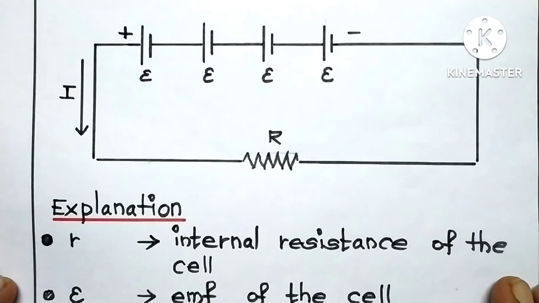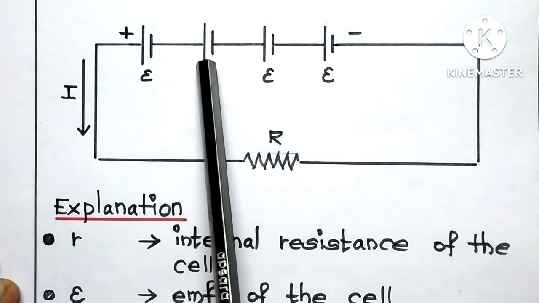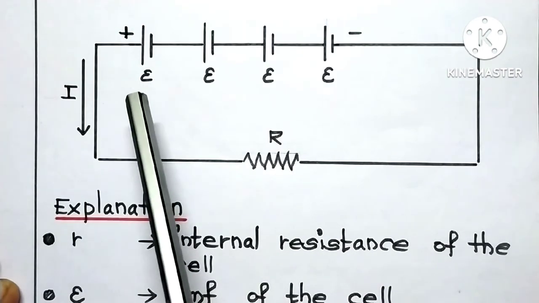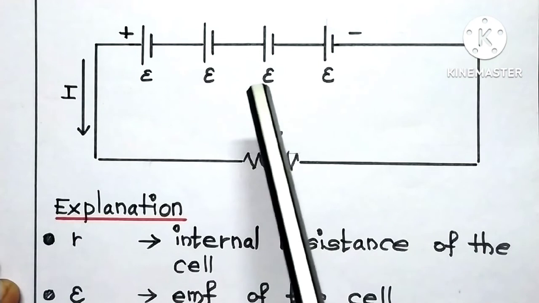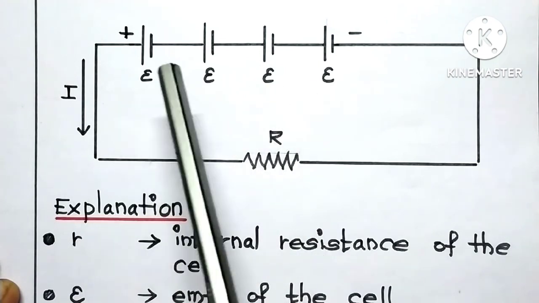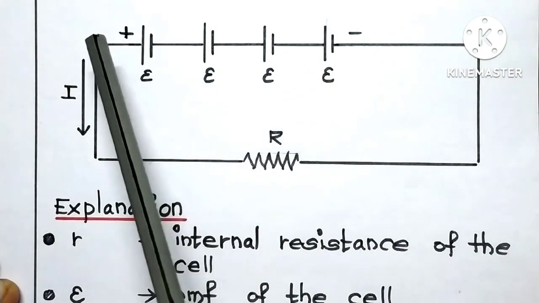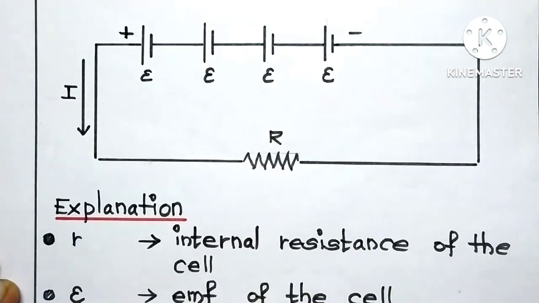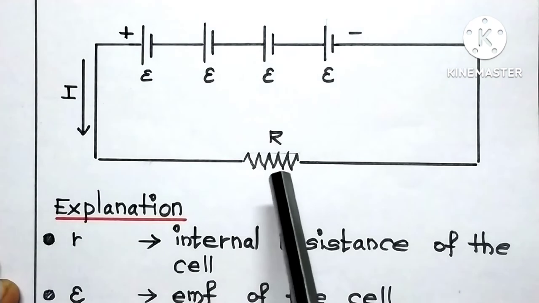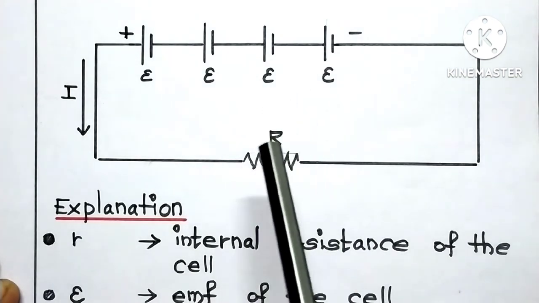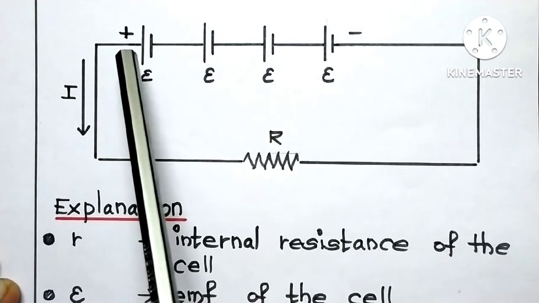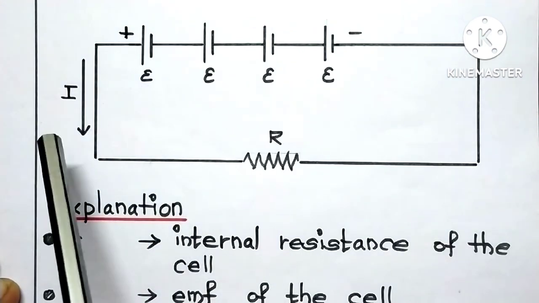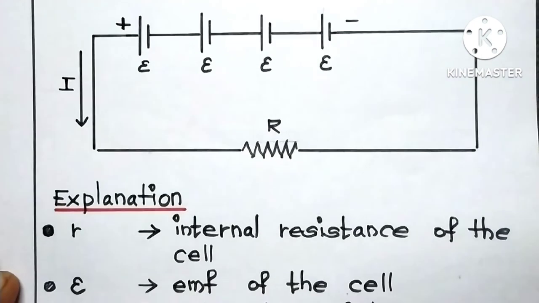Here, there are 4 cells connected in series connection, and this epsilon are the EMFs of the respective cells, and they are connected to a resistance R. This is the diagram you are supposed to draw when this question comes, and the current flows from positive to negative, which is nothing but the conventional current. Now let us see the explanation.